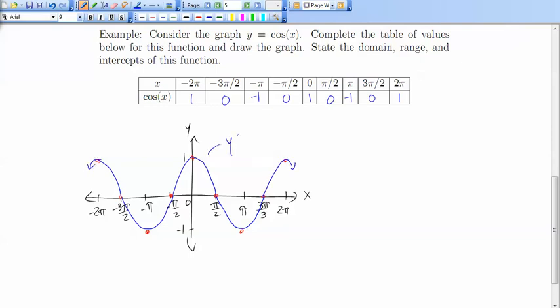So that's y equals cosine of x. Again, you have to memorize this. You should draw it in the back of your notes on the graphs page. We can comment on the domain and range. It'll be the same as the sine function.